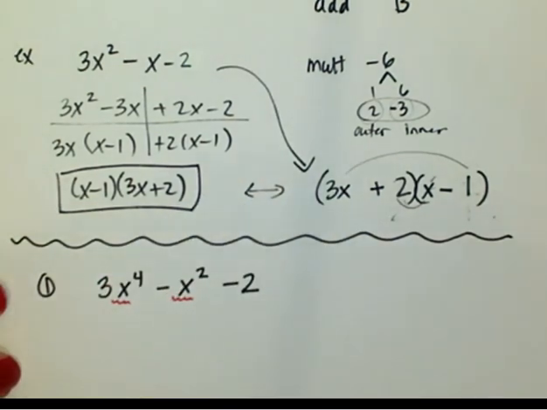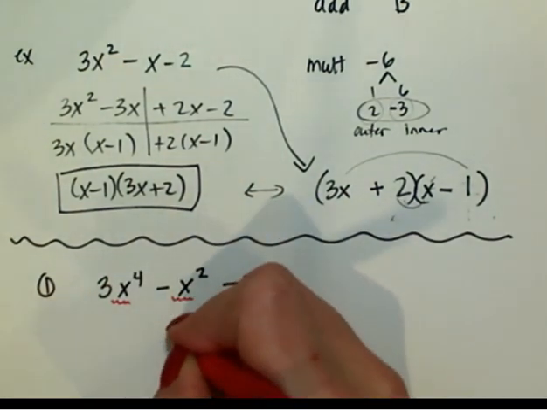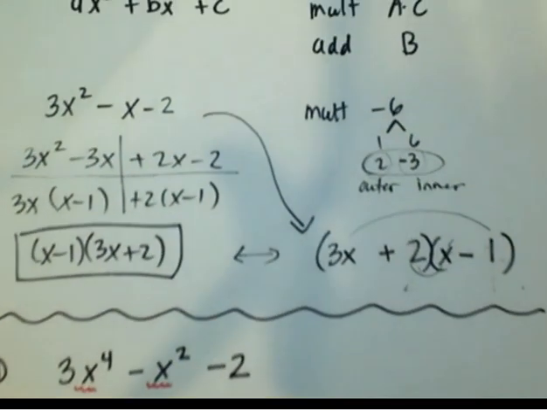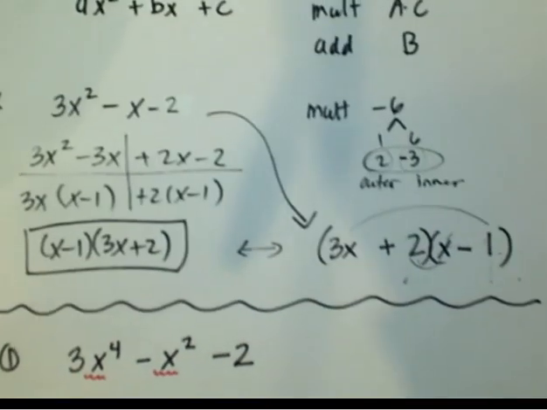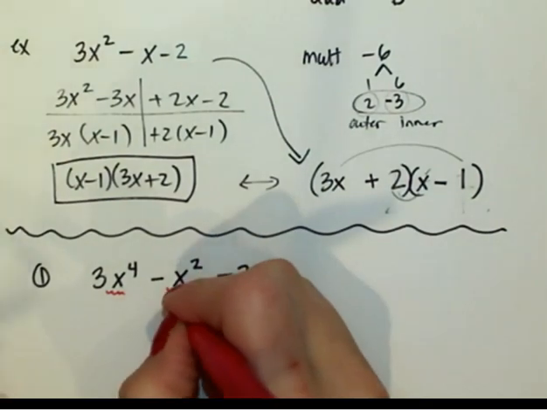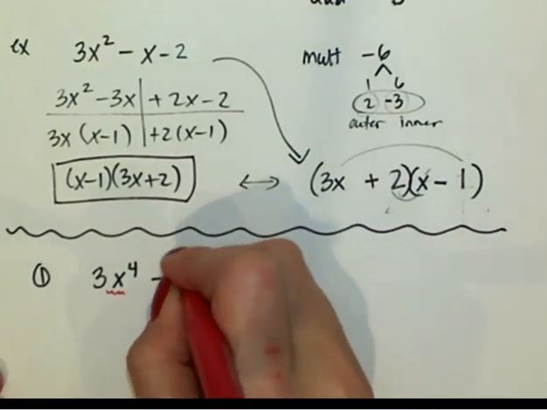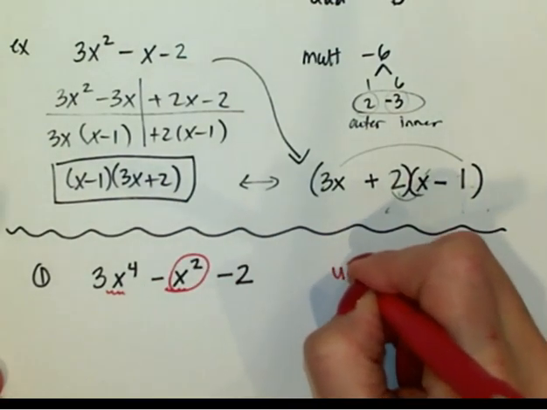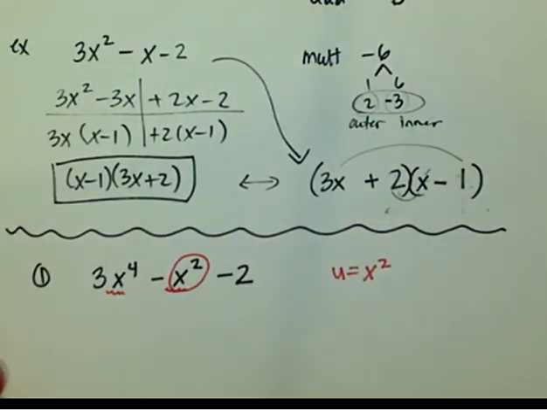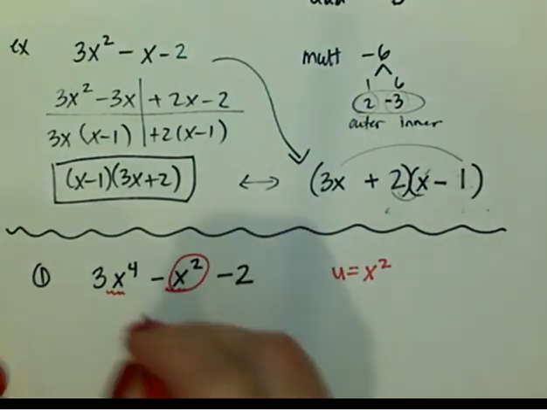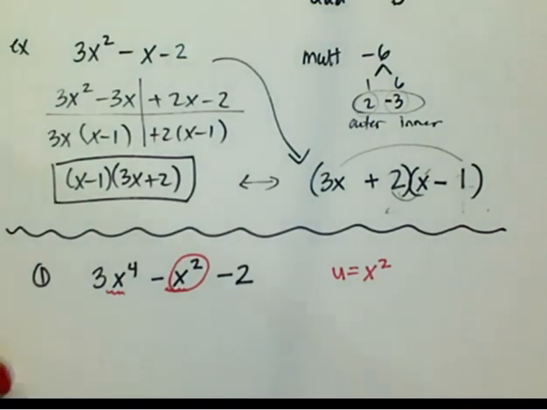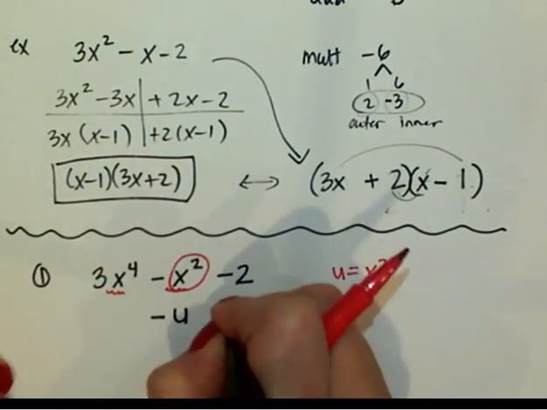These are the 2 terms that I'm going to look at. Notice in this first set that the center term has the power of 1. And so I'm going to choose my substitution like this. u equals x squared. Okay, so when I make that substitution, I'm going to get minus u.